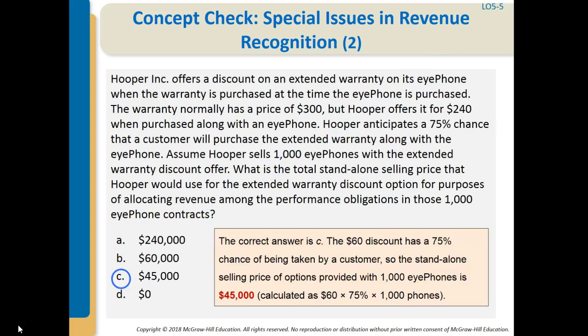Well, as you see here, the $60 discount has a 75% chance of being taken by a customer. So the standalone selling price of options provided with 1,000 iPhones is $45,000. It gets calculated as $60 times 75% times 1,000 phones.